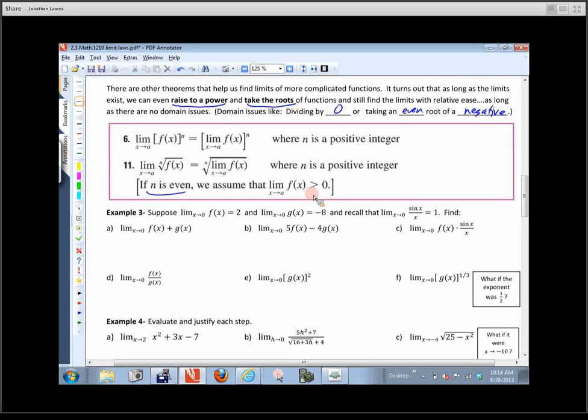All right. And let's see. I'm not sure why they said it needed to be positive here. Even if it was 0, wouldn't that be okay? Yeah, that would be fine because the nth root of 0 is 0. So that would be fine there.